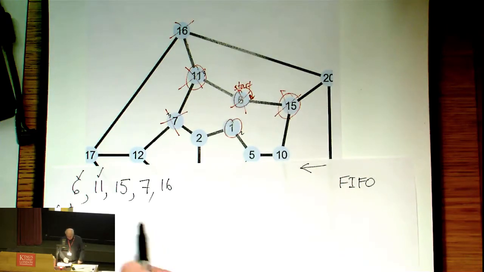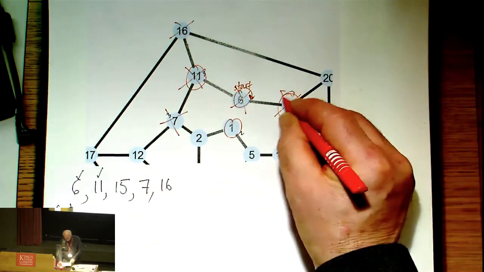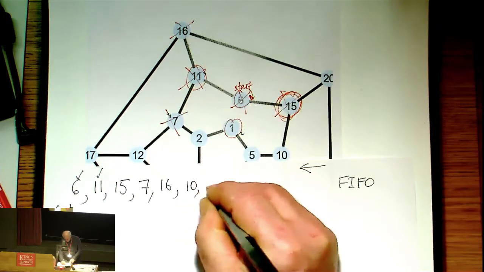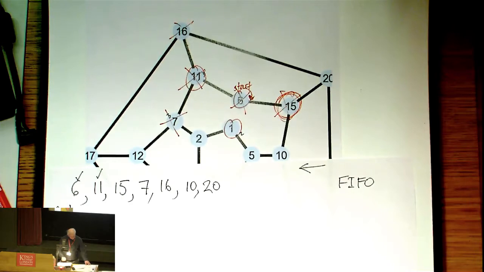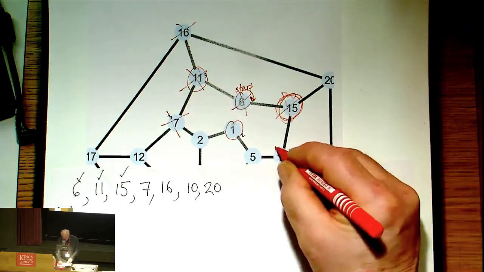And then I go to 15. The next one in the queue, at the front of the queue, is 15 now. So I now position myself at 15 and scan vertices adjacent to 15, forgetting about 6. So I have 10 and 20. So they go in the queue in that order. And that's dealt with 15, but I must remember to cross out 10 and 20.